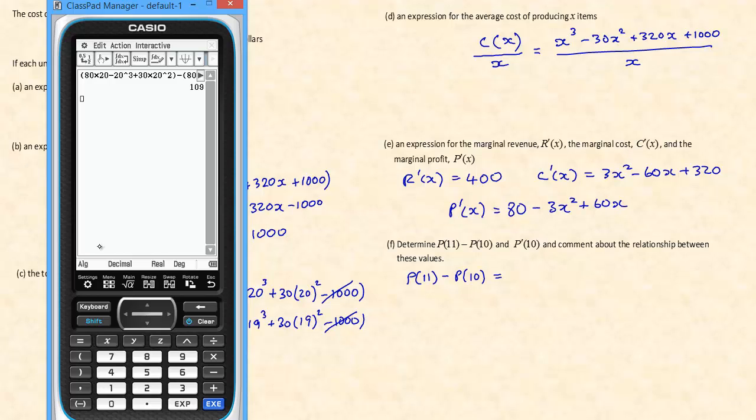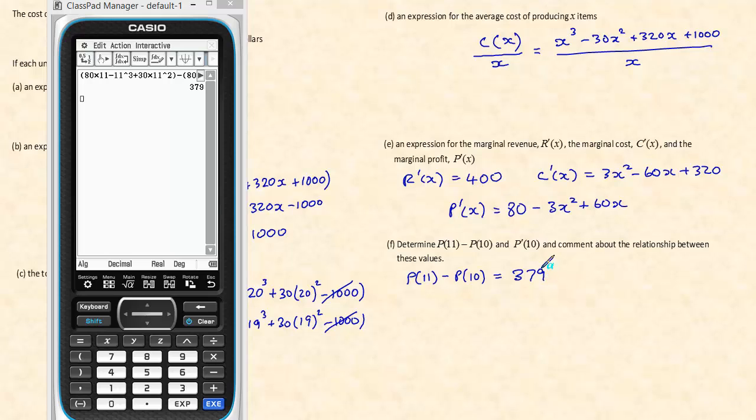I could probably come over here and just edit this one. So the 20s we need to change into 11s. And then going across here, these 19s, we need to change those into 10s. And then that's 379.